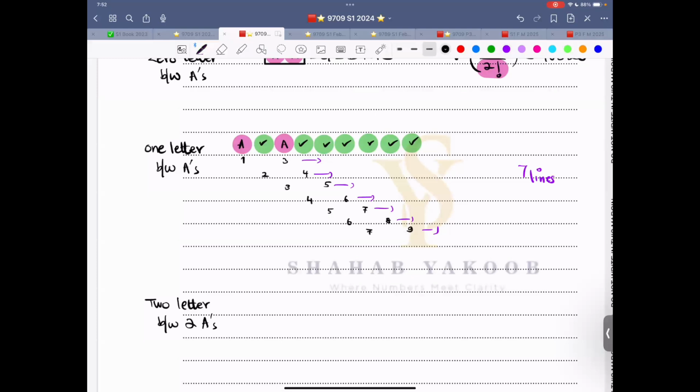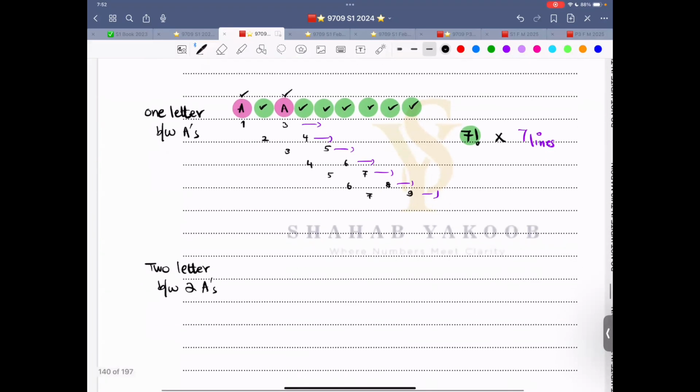And the two A's, these two are fixed. That's 1, 1. So basically, the green ones are the ones that you are moving around. So the different options, that is 7 factorial into 7 lines. Got the idea? So therefore, this is coming out to be 35280. You don't have to draw so many circles and things like that.